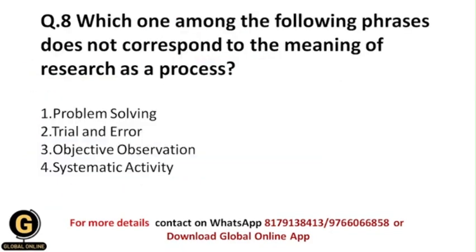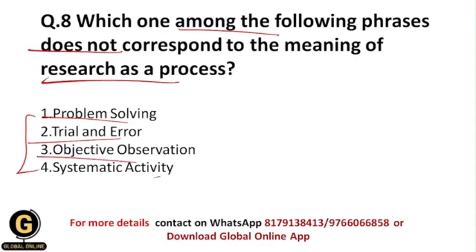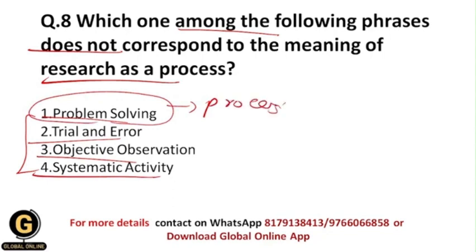Okay, which one among the following phrases does not correspond to the meaning of research as a process? So from these options, which is the phrase which does not correspond to the meaning of research as a process? So whether it is problem solving, trial and error, objective observation, or systematic activity. Problem solving is basically a whole process in which we solve the problem through different steps, and that's why this is nothing but a process, and problem solving corresponds to the meaning of research as a process. So this option gets eliminated.